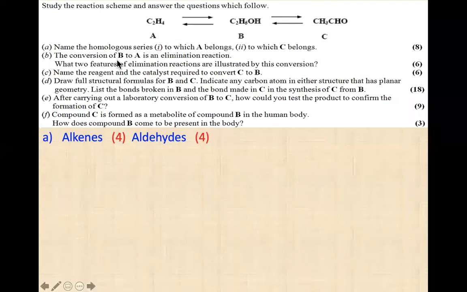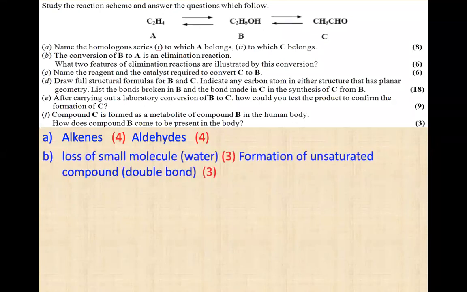In the conversion of B to A, the conversion of B to A is an elimination reaction. What 2 features of the elimination reactions are illustrated by this? Well, there's a loss of water or some other small molecule, and then the second part is the formation of an unsaturated compound or the formation of a double bond. Those two bits there mean the same thing.